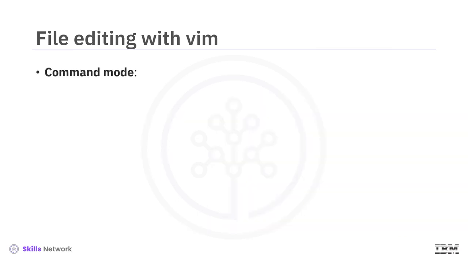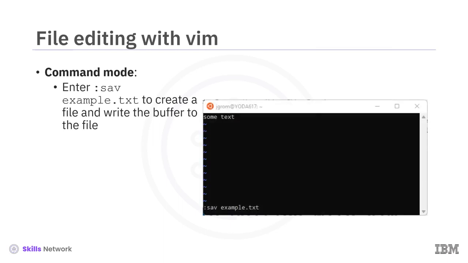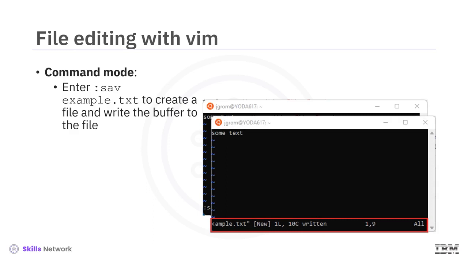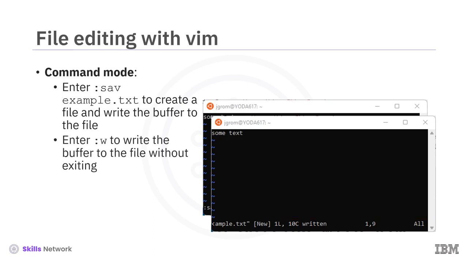Now, you are back in command mode, and you can save your file with a file name using the :save command, along with a file name such as example.txt. The buffer is written to the file, and a message is displayed showing the file name, that it is a new file, it has one line with 10 columns, and that it was successfully written. And now that your file already exists, you can use the more common :w command to write any changes to the file. To quit your Vim session, enter :q.